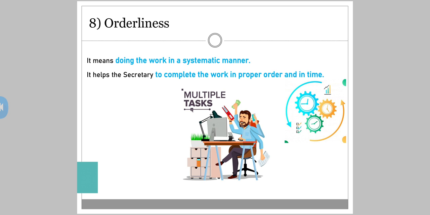As you can see here in an image, a secretary has multiple tasks. There is lots and lots of work a secretary is supposed to do. So now a secretary should have this quality of orderliness. The secretary should decide what work should be given priority over other. With this orderliness, the secretary can complete the work in proper order and in time. When a secretary possesses the quality of being well organized, everything will be done properly and on time. This requires proper arrangement. A systematic arrangement of works should be done to complete the work in order and in time.